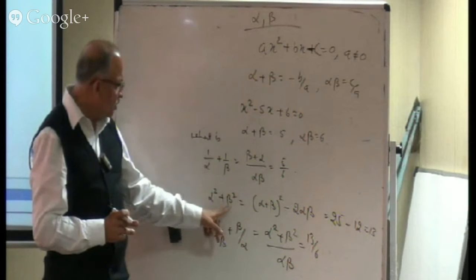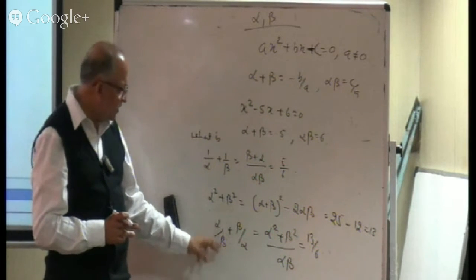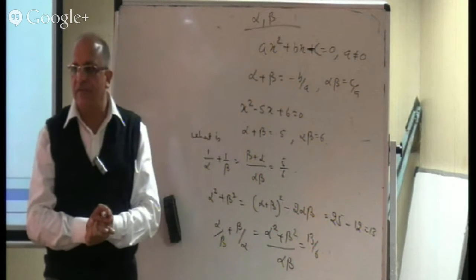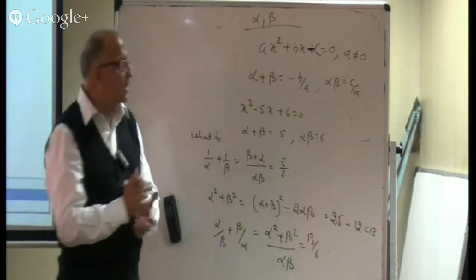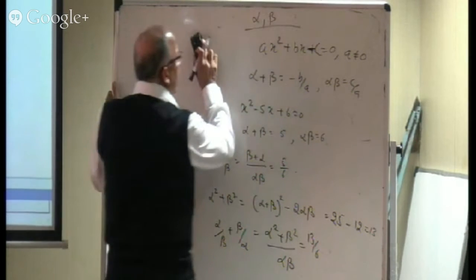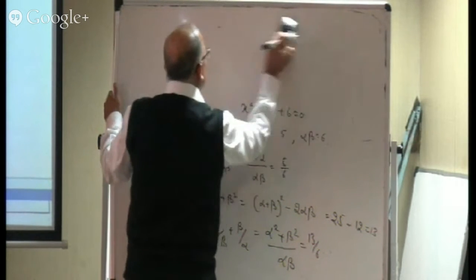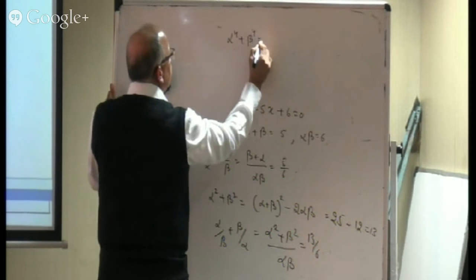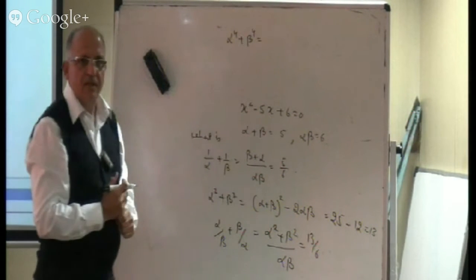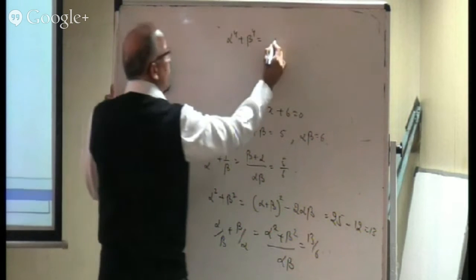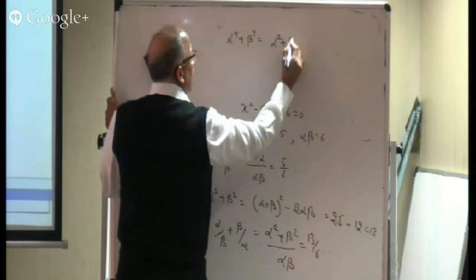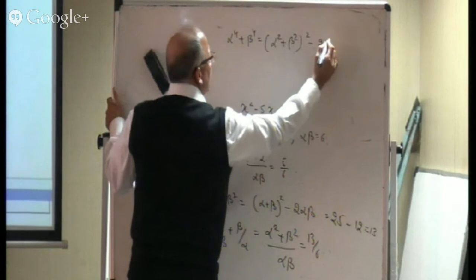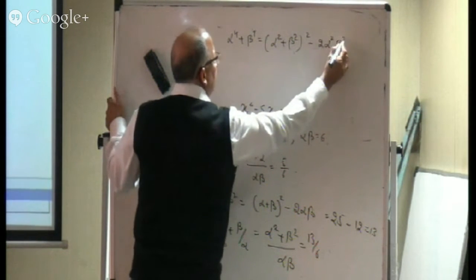Here you write beta, here you write alpha, it's same. Here you write beta, change beta and alpha, it's same. So given any symmetric expression, you can find out the value. For example, if you are asked to find out the value of alpha 4 plus beta 4, it will be alpha square plus beta square whole square minus 2 alpha square beta square.